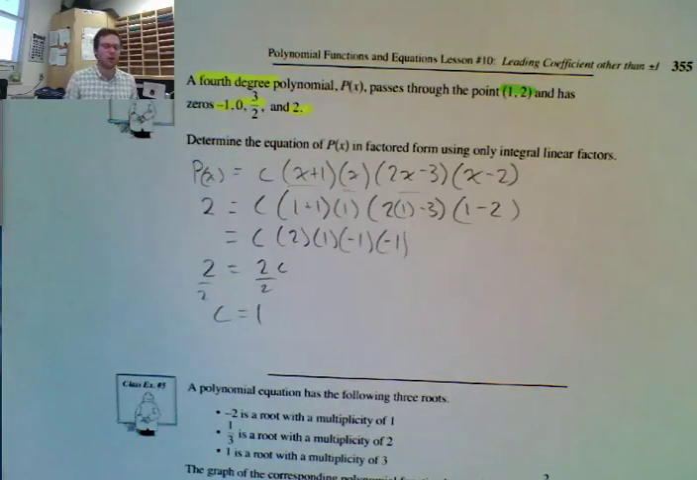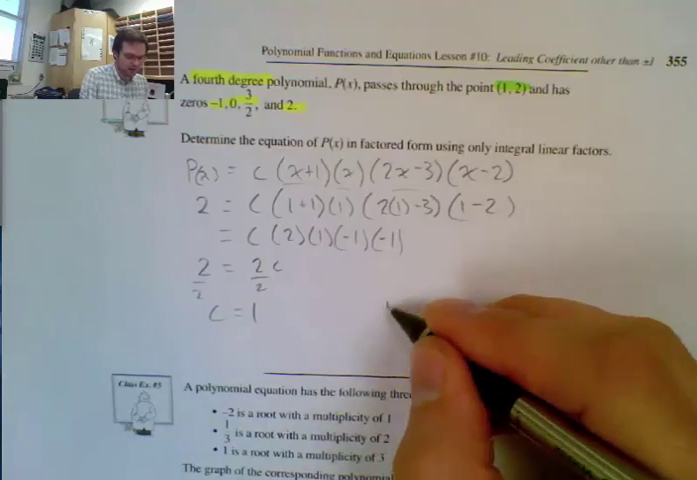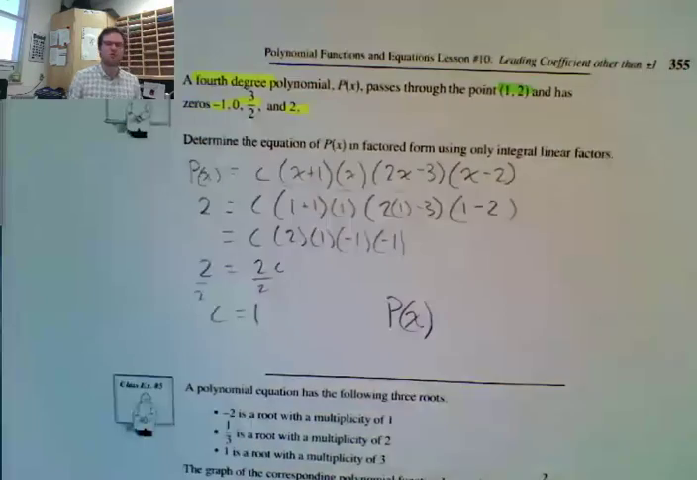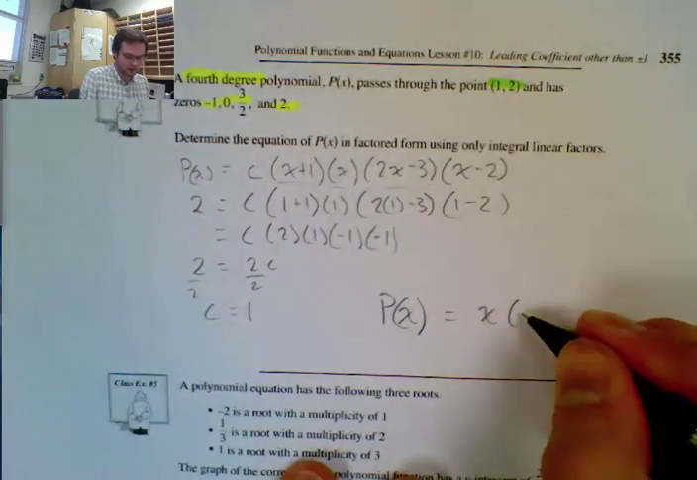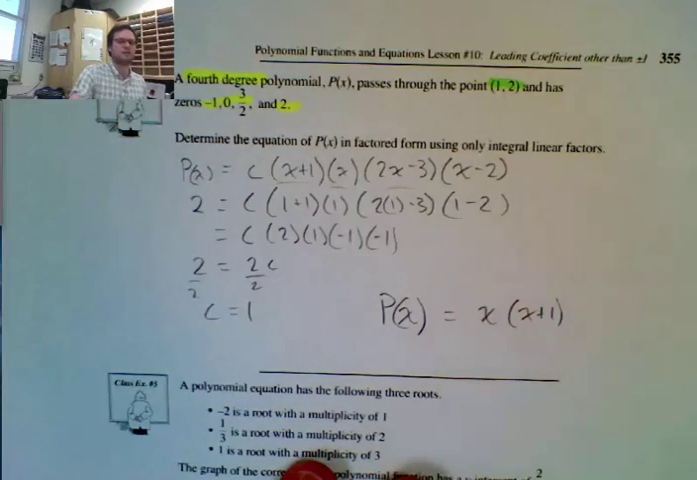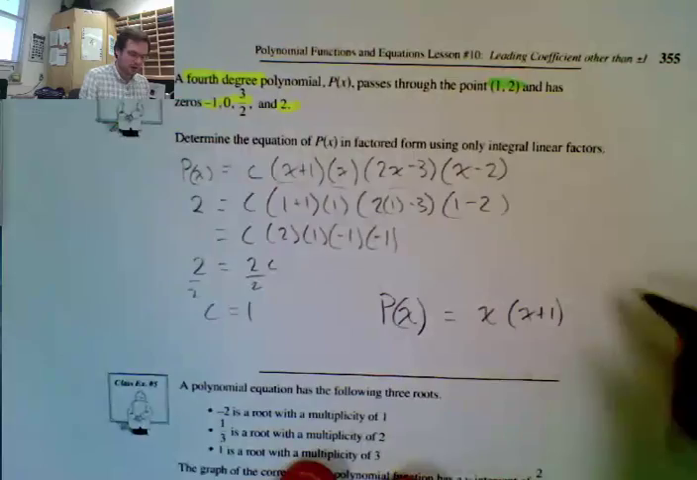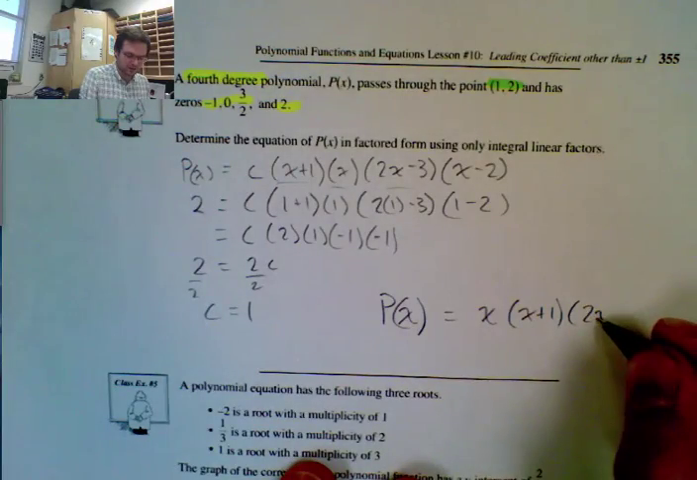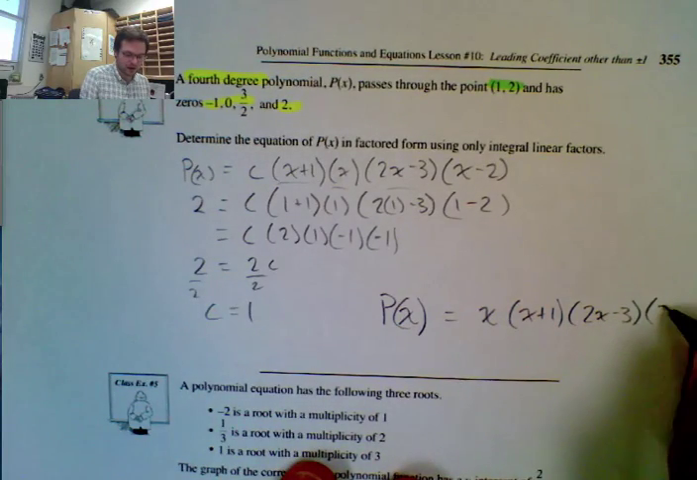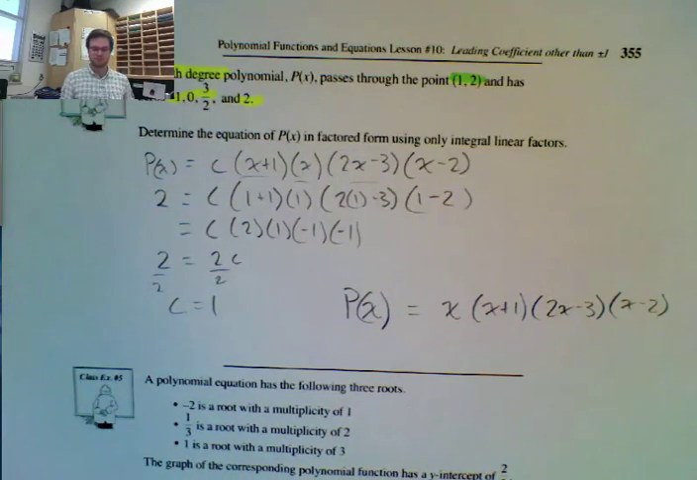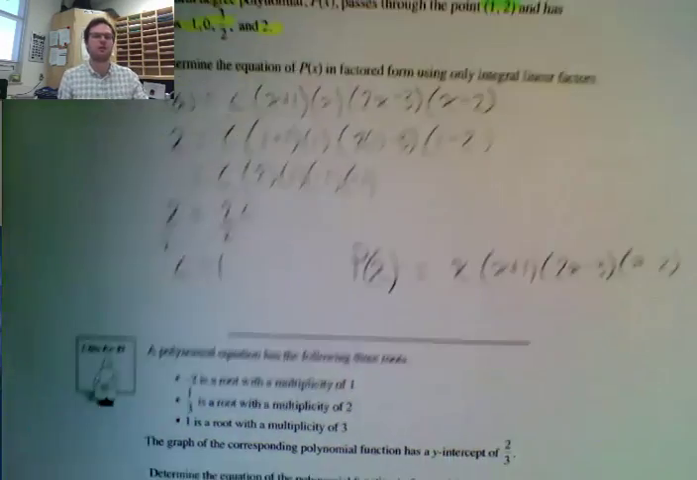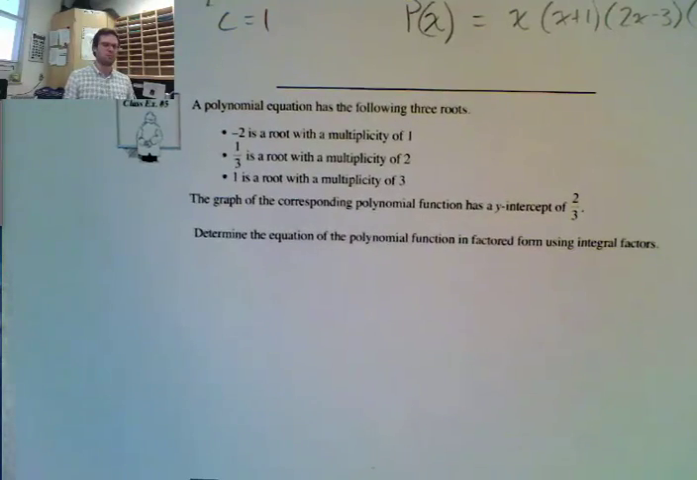So if I plug this all in, I'm just going to rearrange this so I have x first. P of x is equal to x times (x plus 1), since c is equal to 1, times (2x minus 3) and (x minus 2). And that's it.